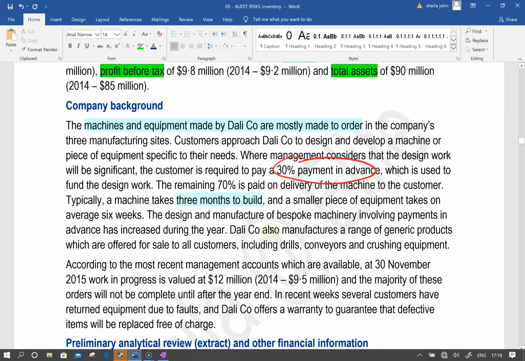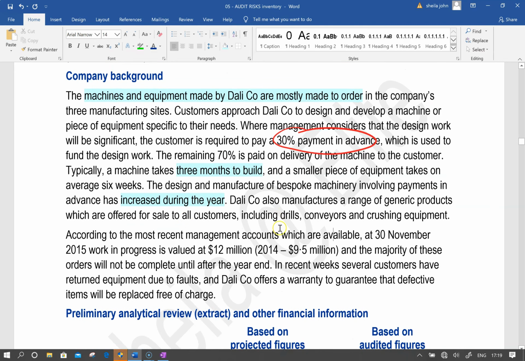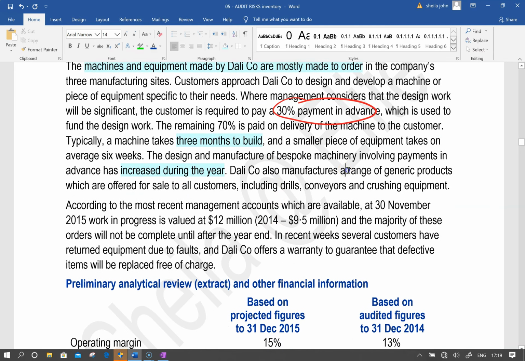The design and manufacture of bespoke machinery involving payments in advance has increased in the year. And what that means is that your WIP would probably also increase. DALI also manufactures a range of generic products which are offered for sale to all customers, including drills, conveyors, and crushing equipment. These are all general items, okay? But it's still inventory, no doubt. So let's just note that with a slightly different color.